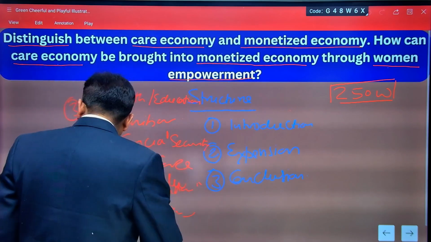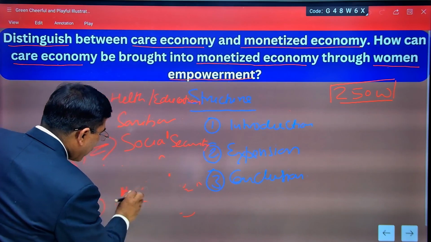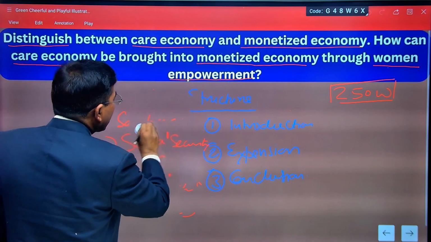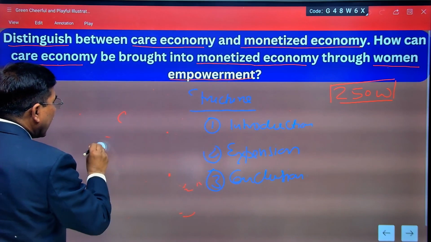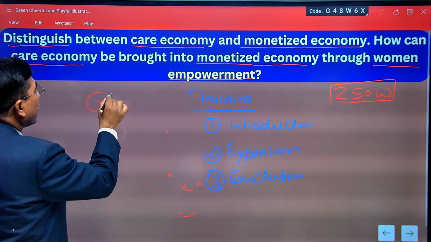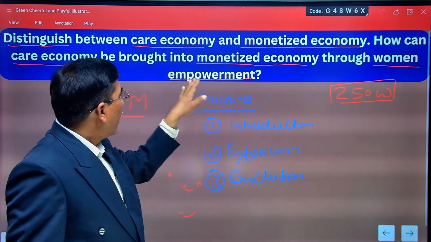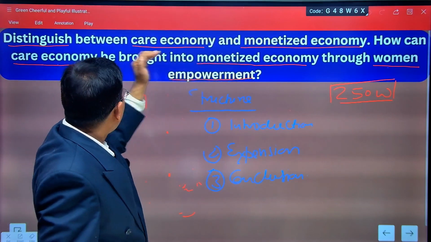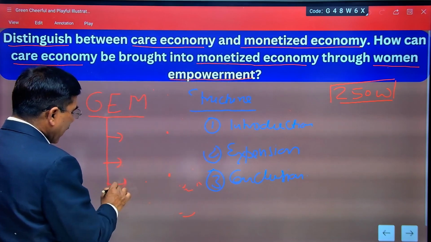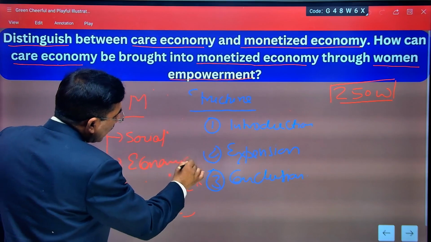Through the empowerment of the women, further you can suggest other measures. As you know, there is the index of women development which is known as GEM, the gender empowerment measure. If you consider this GEM, then you can better understand how women empowerment effectively converts the care economy into a monetized economy. Gender empowerment considers three areas of human life: social, economic, and political.